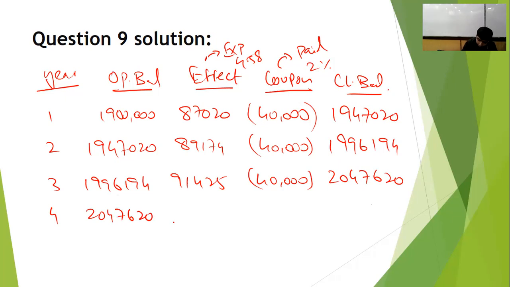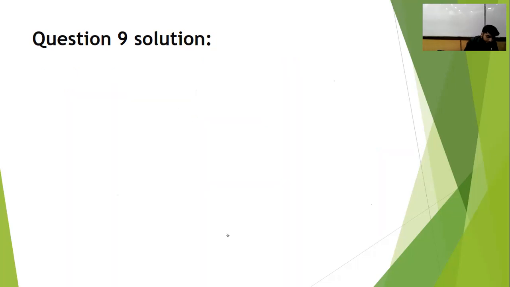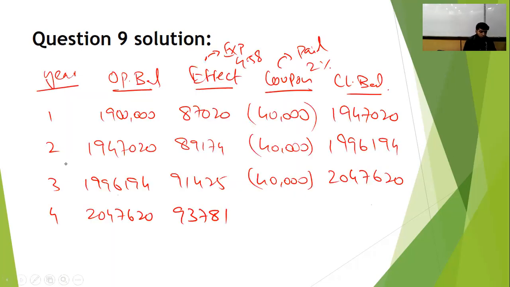Multiply by 4.58%, that is 93781. And in the last year, we all know that company will redeem the whole amount, whatever the balance is, that is the total balance would be 2047620. It means 2141400 is the total amount will be paid in the last year, and then the closing liability would be zero. So that is the amortized cost.